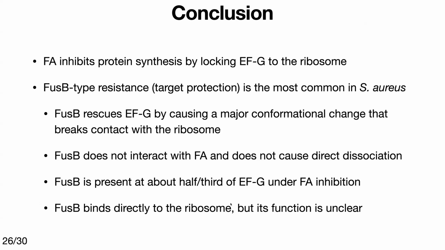And finally, we also found that FusB can bind directly to a ribosome in absence of EFG, but the function of this is still unclear. So in the future, we should try to figure out what is the function of this. Why is FusB binding to a ribosome? And especially, why is it binding to the A site, which it just took EFG out from, right?